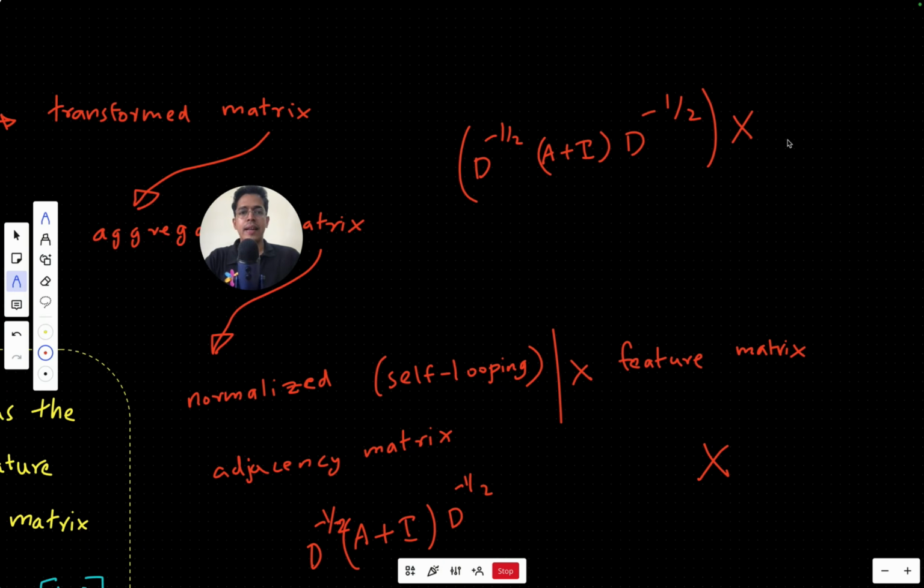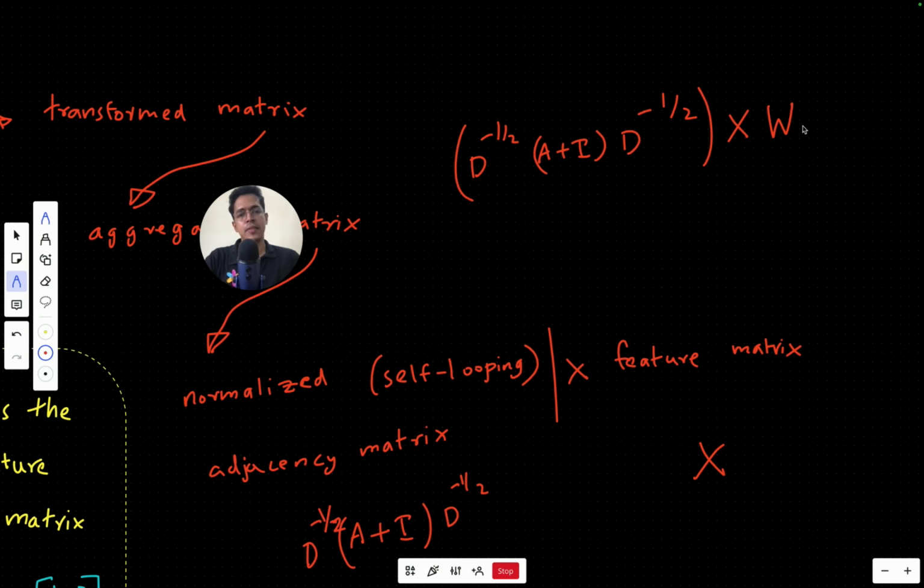And how did we transform this? We transformed this by multiplying this with the transformation matrix. This is not a multiplication symbol. This is X. Okay, please note. This is not a multiplication symbol. This is X. I'm using capital X. That's why it may cause confusion.